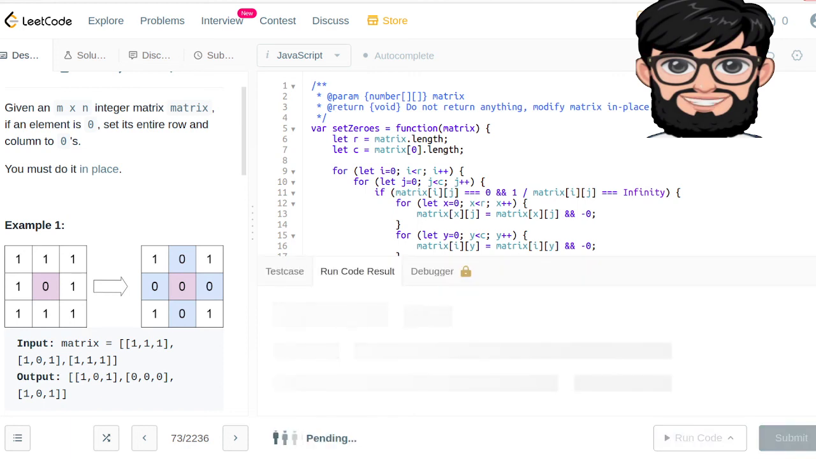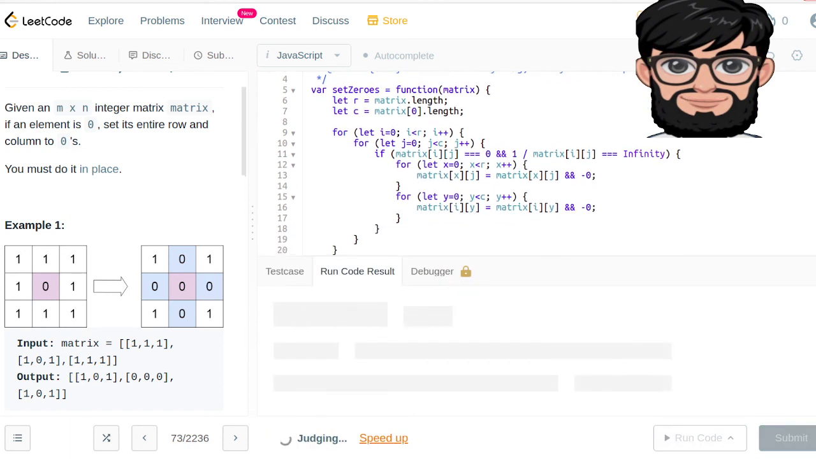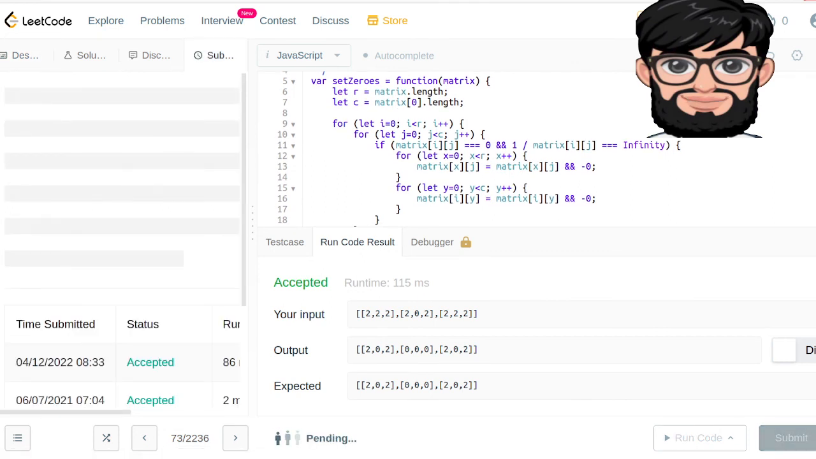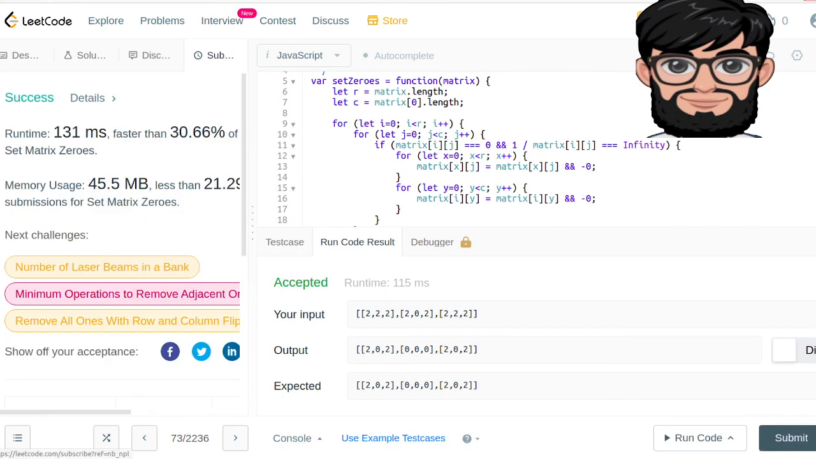Let's see. Yep. And let's see if it runs for all the test cases. And it did.